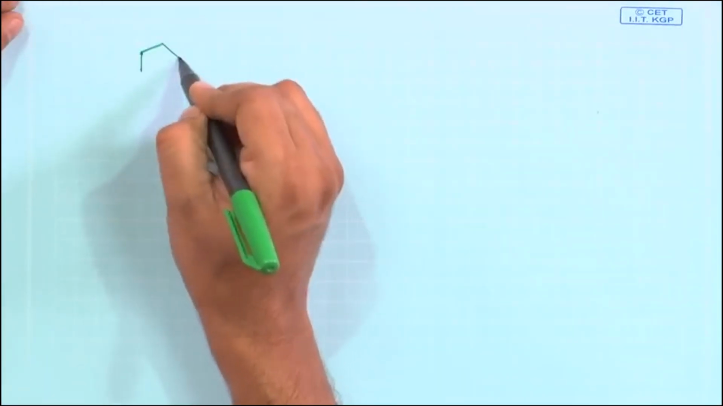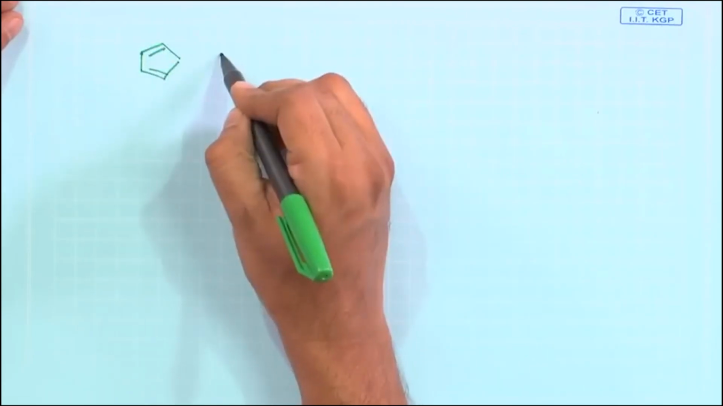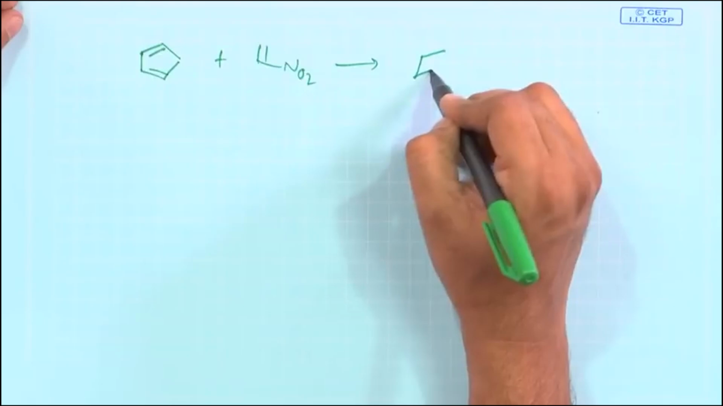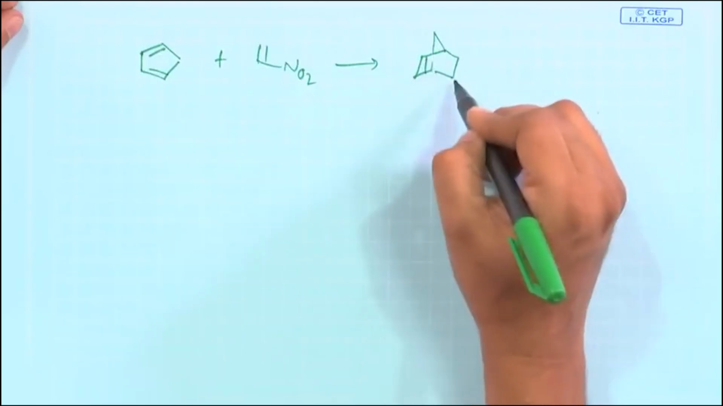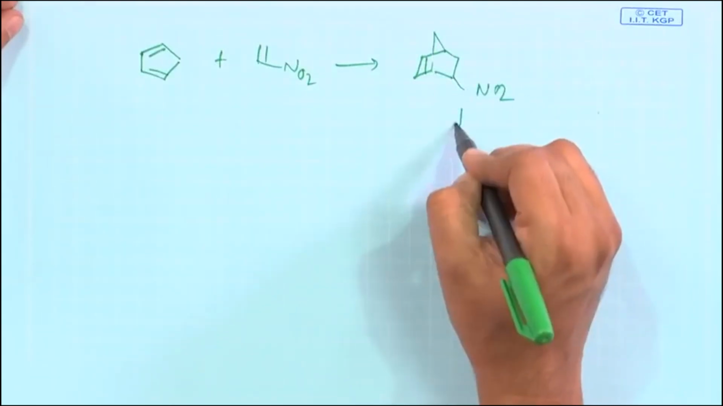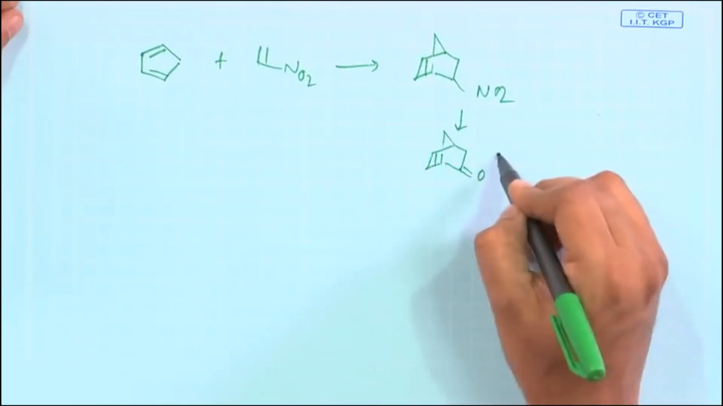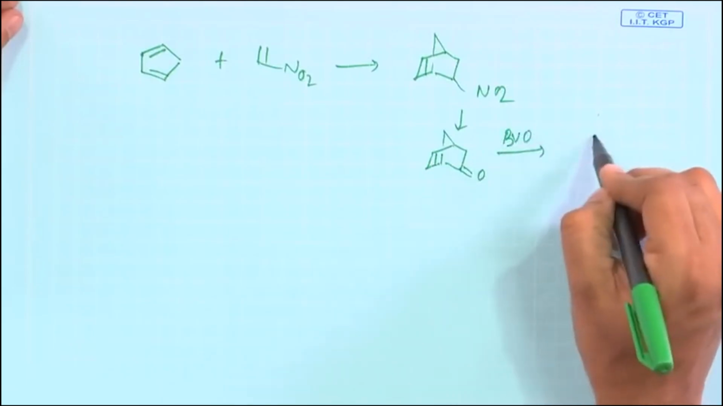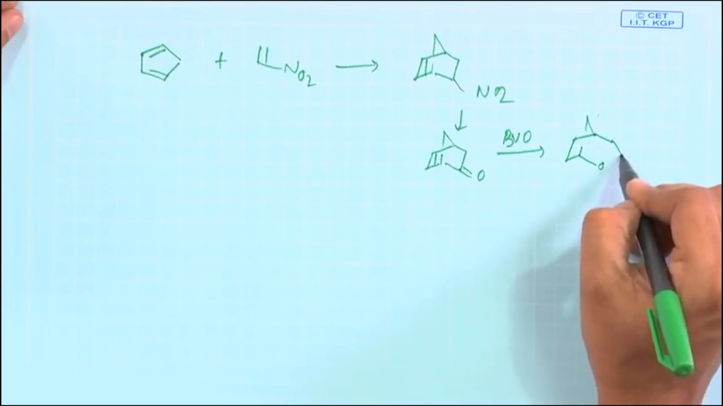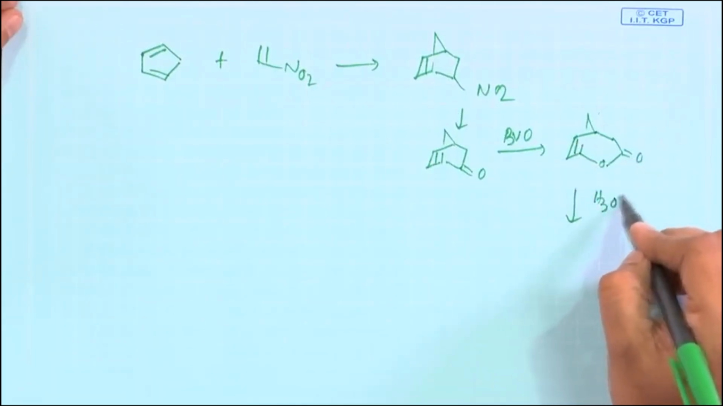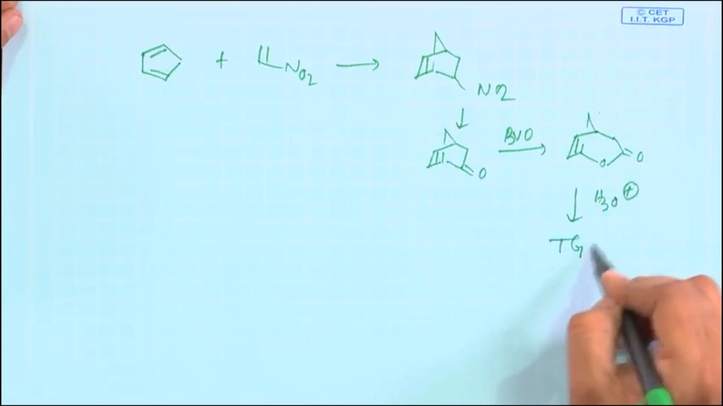So, probably this will be the most direct way. You take this compound, take this nitro, get the Diels-Alder adduct, do the Nef reaction to get the carbonyl, then do the Baeyer-Villiger oxidation, which will give you the migration of the more substituted carbon, and then you do the hydrolysis as desired to give the target molecule.